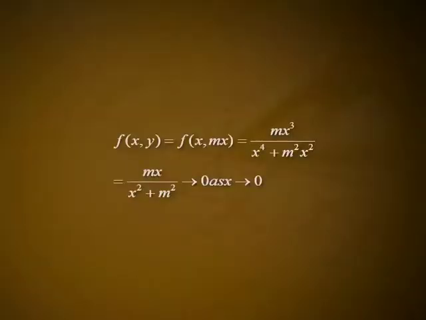If we approach the point (0, 0) along any line y equal to mx, then f(x, y) is equal to f(x, mx), which is m x cubed divided by x raised to 4 plus m squared x squared, which is equal to mx divided by x squared plus m squared, which tends to 0 as x tends to 0. So any straight line approach gives the limit of f(x, y) equal to 0 as the point (x, y) tends to the point (0, 0).